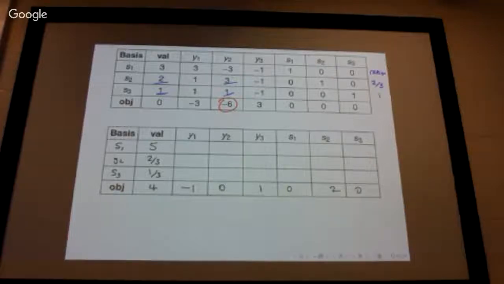Right. So do these numbers also look familiar? When you look at the tableau we got after the first pivot step.